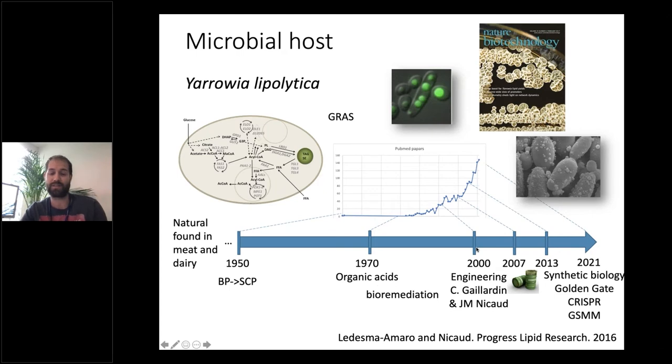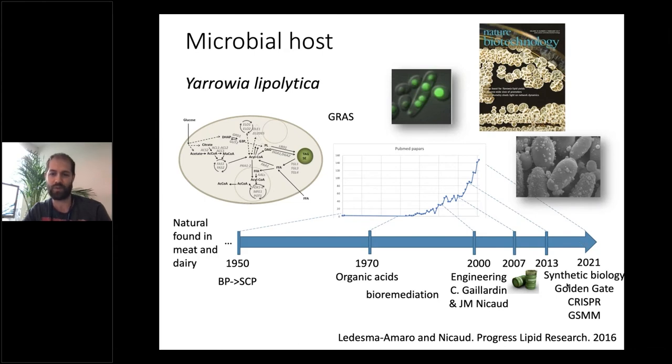And from the 2000s, groups like Claude Gaillardin's and Jean-Marc Nicaud's in France started to develop genetic engineering tools to modify this organism. And it grew and developed, and there was a huge interest. You can see how the publications on Yarrowia start to rise around that time, when there was an interest in making alternatives to petroleum for fossil fuels. And this goes down in 2017, more or less, when the price of petroleum drops. And the scientific community tends to look at what other things we can do with Yarrowia, and there's a shift towards high-value lipids.